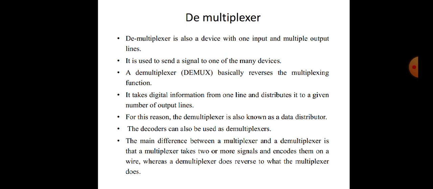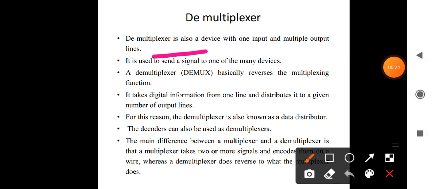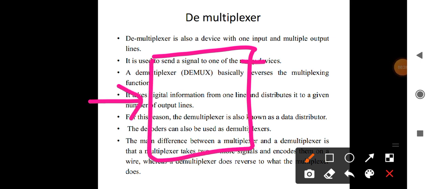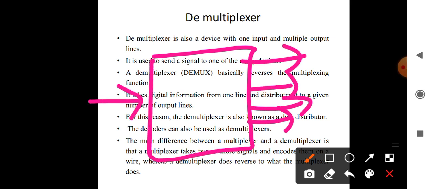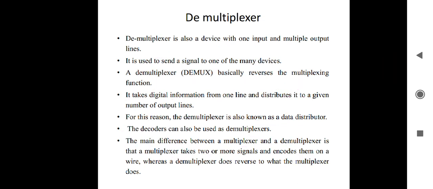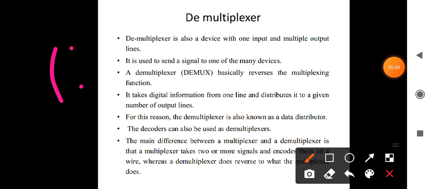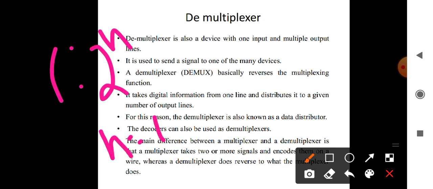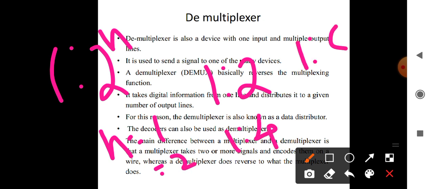One to many. So we are having only one input and we are having multiple outputs, so that we call as the demultiplexer, that is demux. That is 1 is to 2 raised to n outputs, where n is equal to 1, then it is 1 is to 2 output. When n equal to 2, 1 is to 4 output. When n equal to 3, that is 1 is to 8 output.